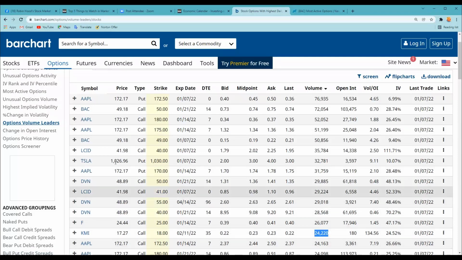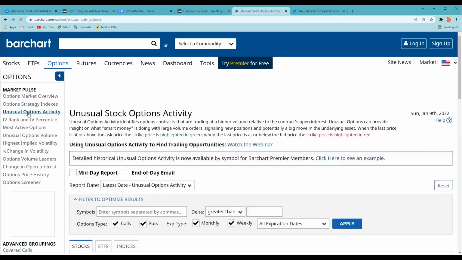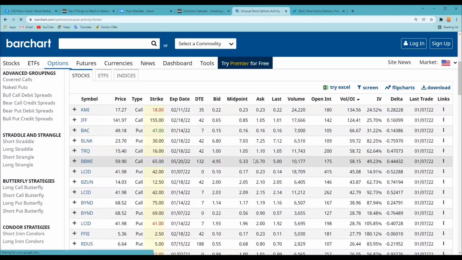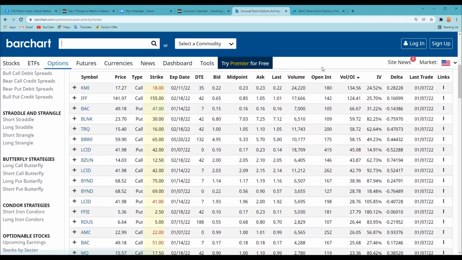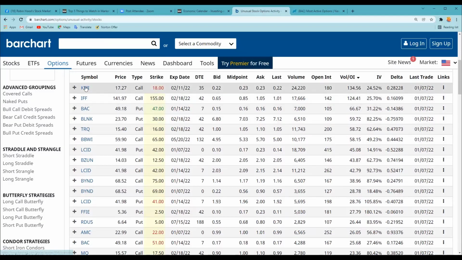So like I said, this is a great, phenomenal resource that is very valuable, and it's available to you guys for free. The next page, probably from this, would be the unusual options activity. It'll kind of help find things that we may have missed. But again, we found the KMI right here with the same stuff there. So that's on the top of the list.